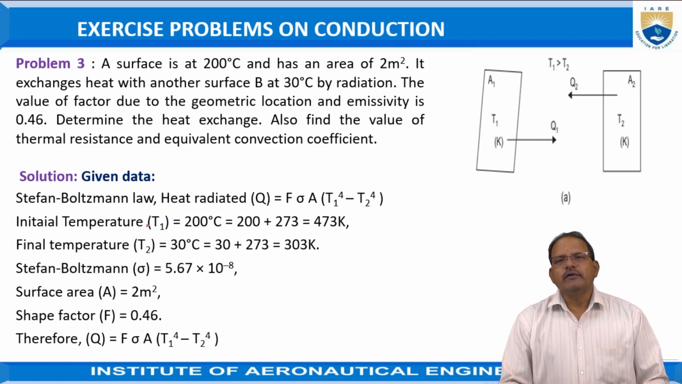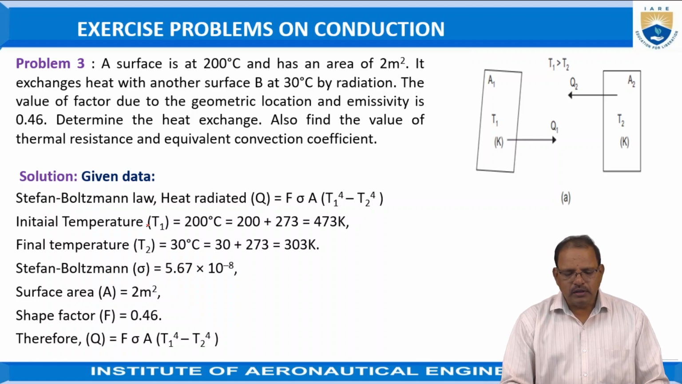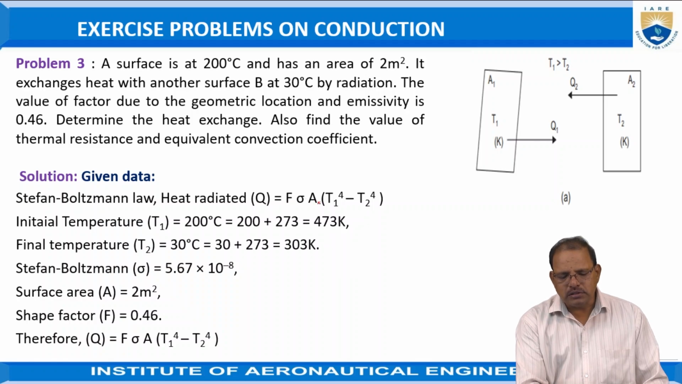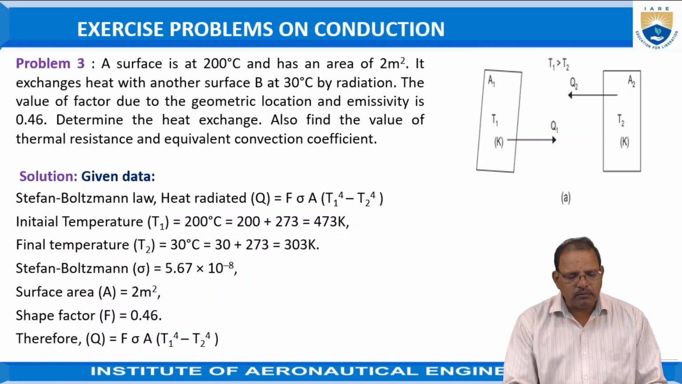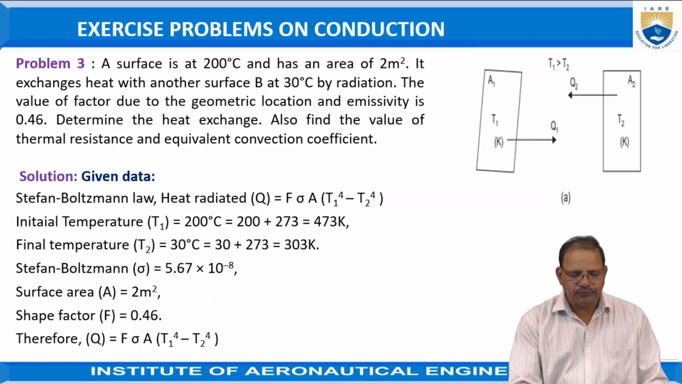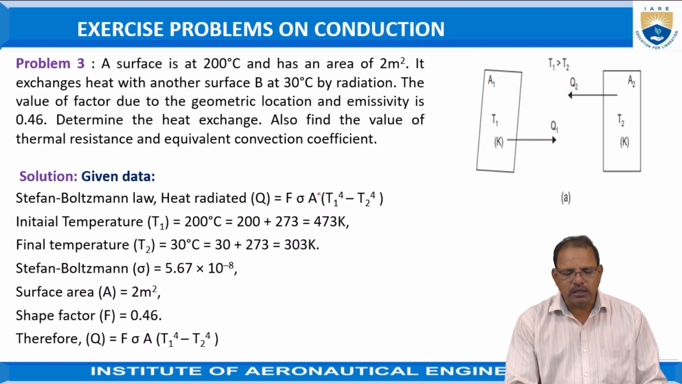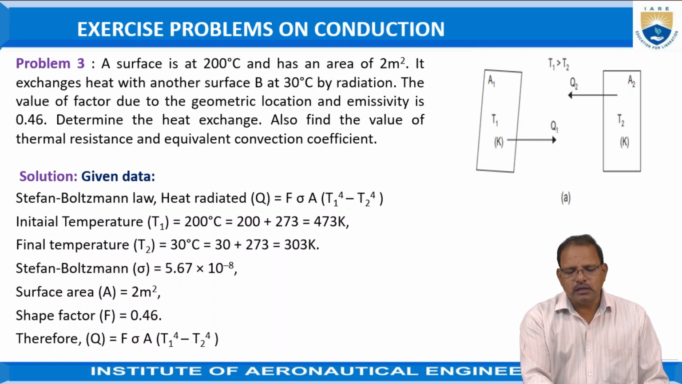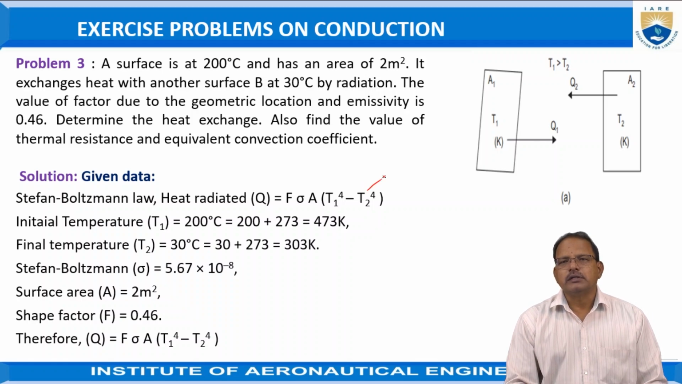Here, according to the Stefan-Boltzmann law, the amount of heat energy transferred by the radiation process is given by F into A into sigma into (T1 to the power of 4 minus T2 to the power of 4). Where F is the shape factor, which according to this problem is 0.46. Given A is the area of the cross section, that is 2 meters square. T1 is the higher temperature, that is 200 degrees centigrade. T2 is equal to 30 degrees centigrade.